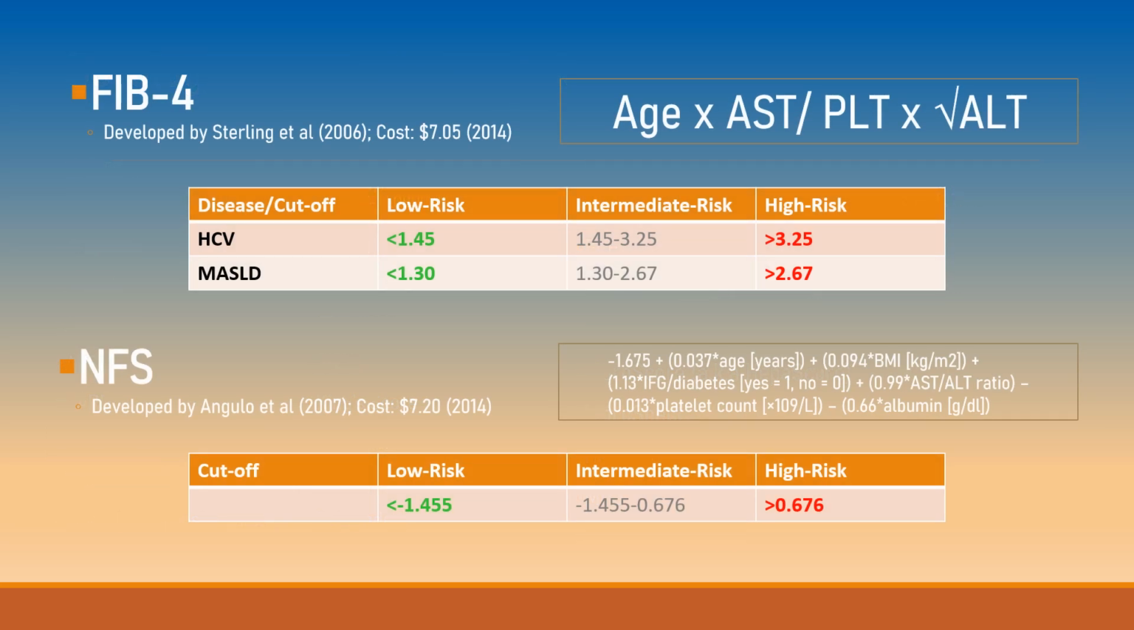So FIB-4 was in fact not developed for MASLD, but rather to assess the risk of underlying cirrhosis in patients with hepatitis C and HIV co-infection. NAFLD fibrosis score, on the other hand, as the name implies, was developed specifically for MASLD. Both are very cheap to obtain and easily calculated online or through EPIC.